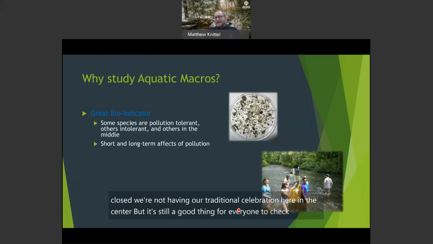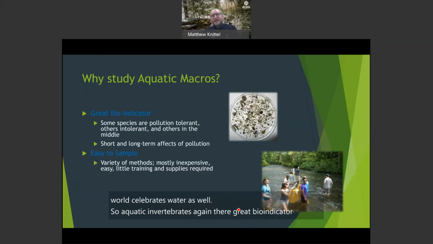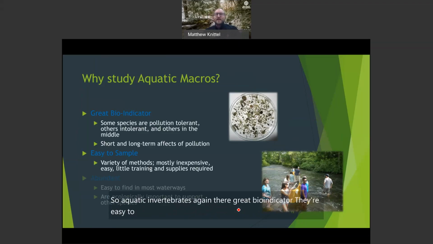If you go to worldwaterday.org, you can see what's happening around the world, and you can participate as well. They're doing a lot of online activities this year. So I highly encourage you to check out worldwaterday.org to see how the rest of the world celebrates water as well. So aquatic macroinvertebrates, again, they're a great bioindicator. They're easy to sample, and they're very abundant, so we can find them everywhere.